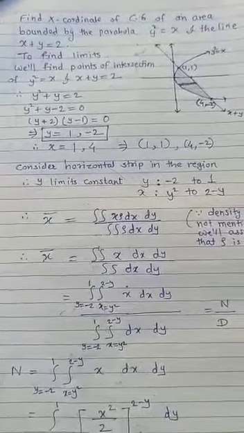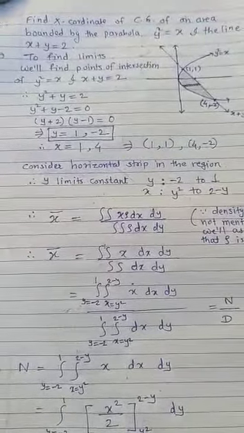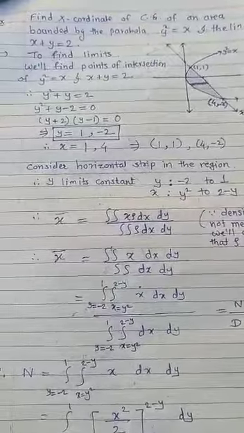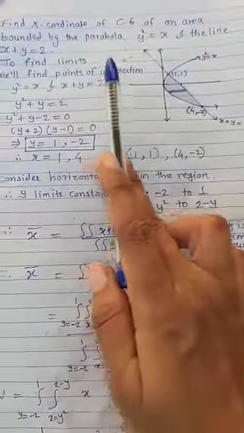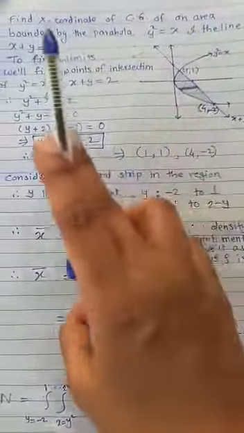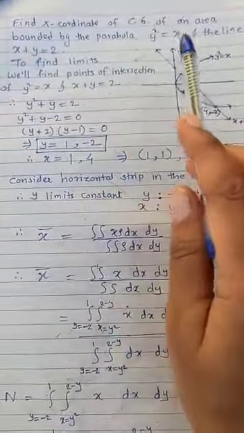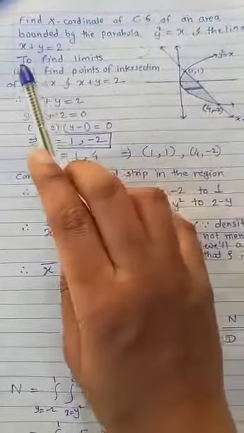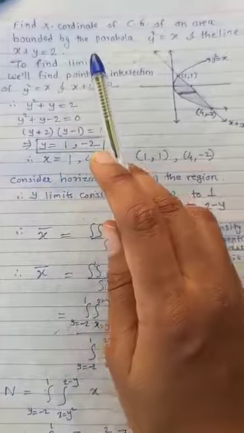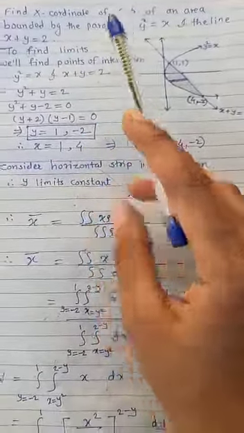Hello students, we'll see an example of center of gravity. The example is: find the x coordinate of the center of gravity of an area bounded by the parabola y squared equal to x and the line x plus y equal to 2. So we are going to find x bar.